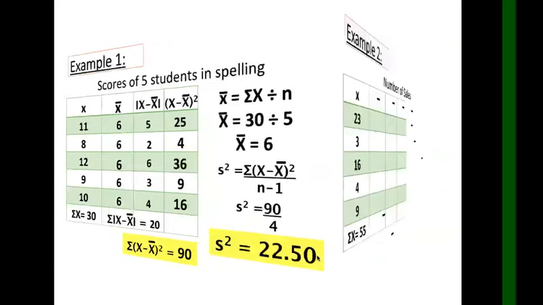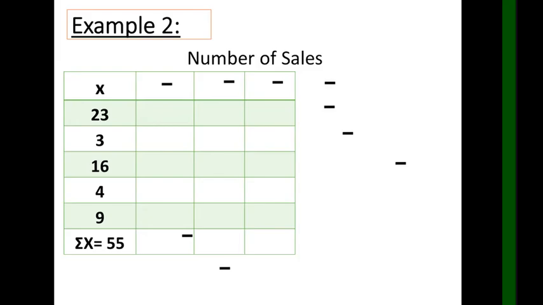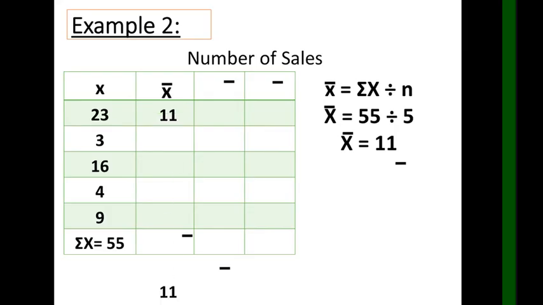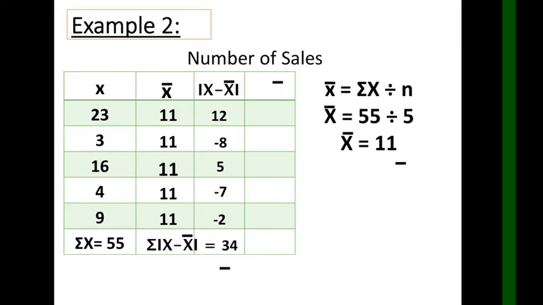Okay? Now, example number 2. Number of sales. So, again, we need to get the mean. So the mean is 11. I already discussed this example. So we have 11 as our mean. And then get the summation of x minus the mean. And that is 23 minus 11 is 12. 3 minus 11 is negative 8. 16 minus 11 is 5. 4 minus 11 is negative 7. And 9 minus 11 is negative 2. And the total is 34. Again, this is an absolute value, so there is no negative sign here.